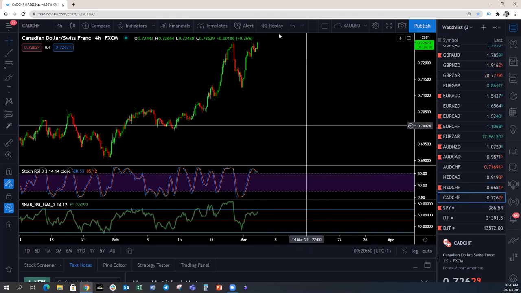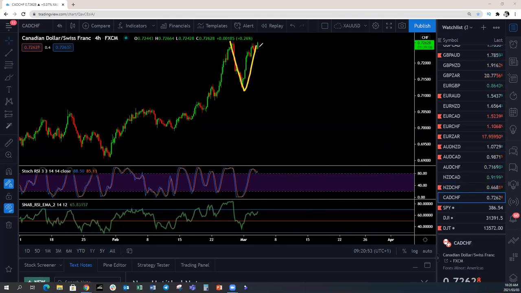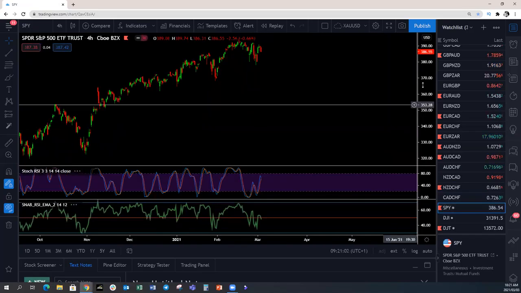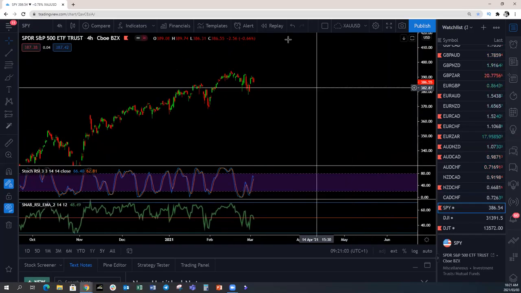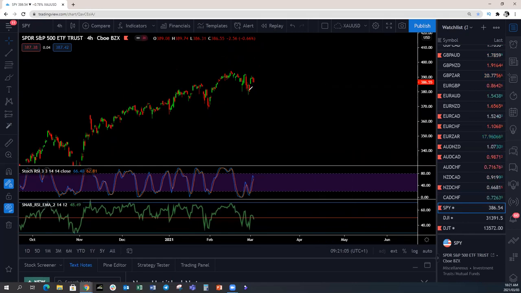CAD/CHF makes the deep pullback, and now we're resuming the previous highs here. No new trade there. The indices are failing to break higher. Looks like the corrections are going to continue again. We had these moves that we thought were going to break yesterday, still have not, and this is now the corrective structure that we're going to be looking at. So it's 1, 2, 3, and then we'll expect another look to the upside on the S&P 500.